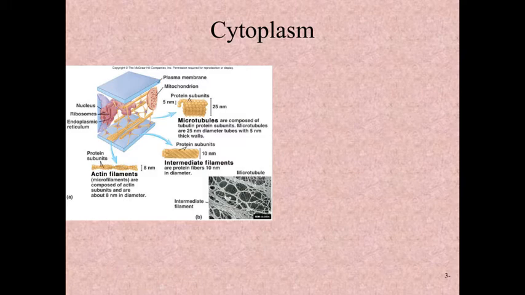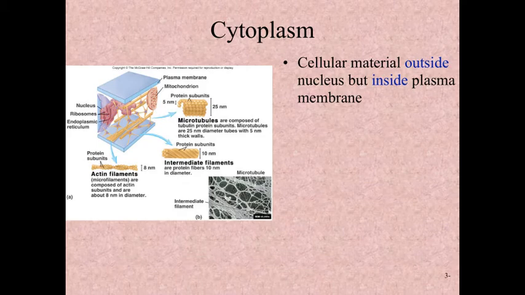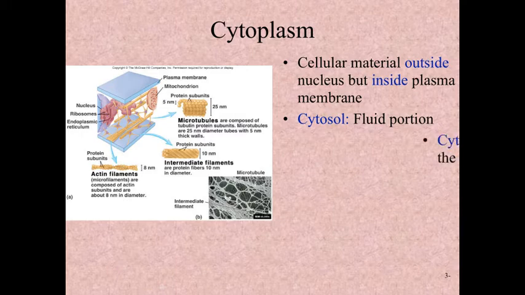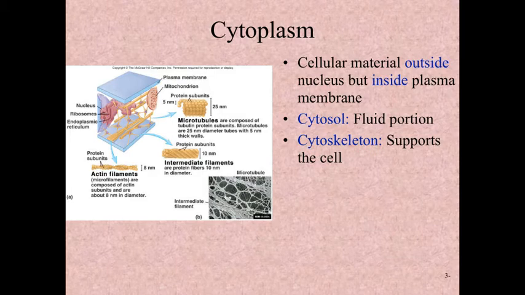Recall that the cytoplasm refers to basically all the stuff inside of the interior of the cell, but not including the nucleus. So anything that's outside the nucleus but inside the plasma membrane is technically cytoplasm. The cytosol, we said, was the fluid component of this cytoplasm. So in other words, it's sort of the water part of it. And then we have cytoskeleton, which is a series of protein structures that produce a scaffolding inside of the cell membrane that supports the cell membrane and gives the cell a certain shape.